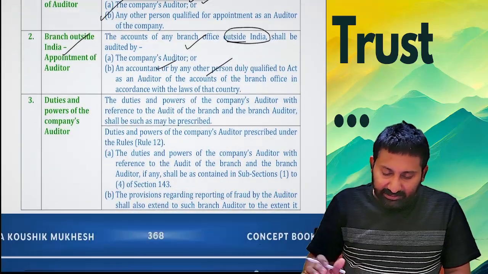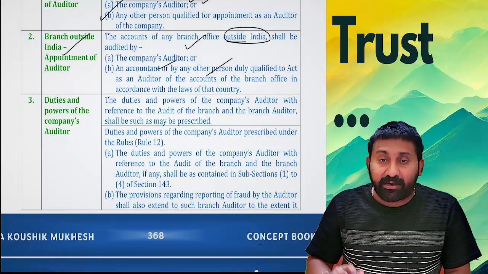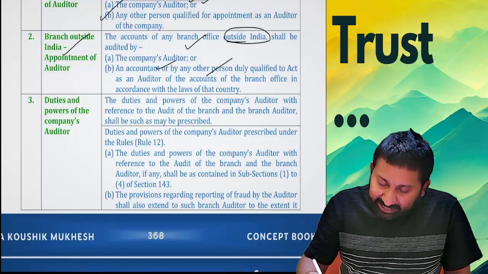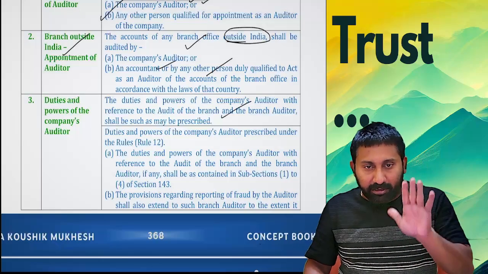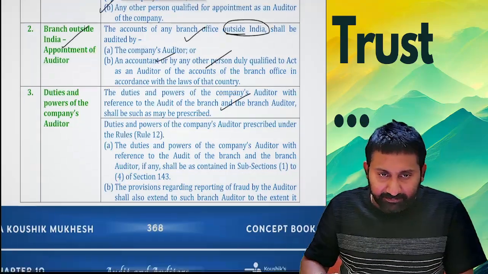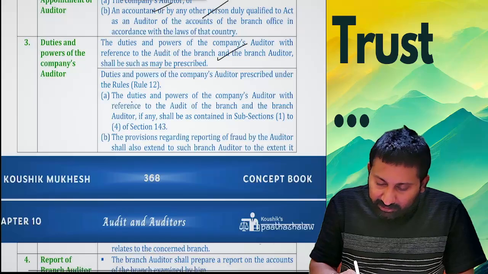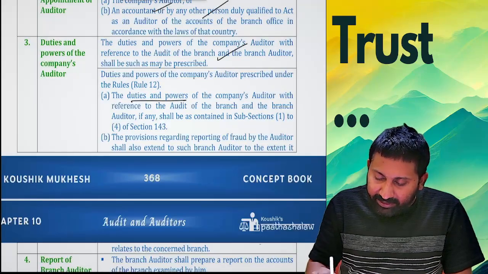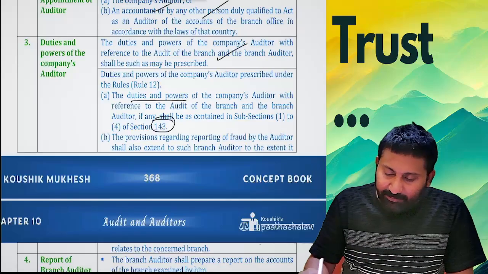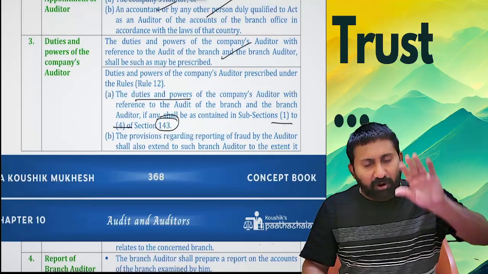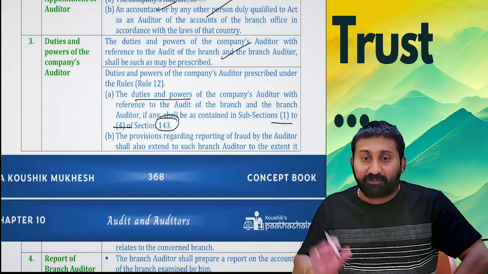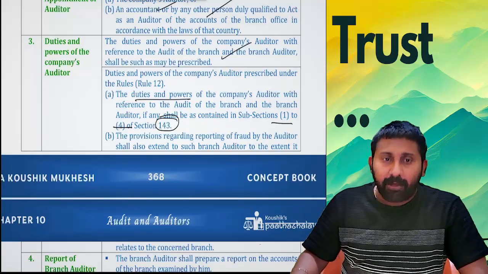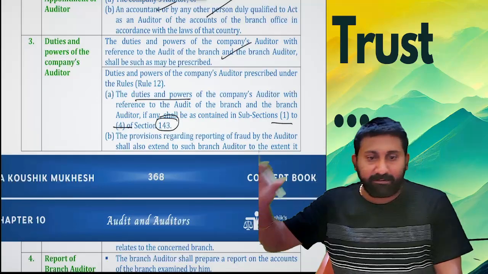Okay, next. What are the duties of the auditor? In case of branch audit, his powers and duties will be the same as those of the normal company auditor. See here. The duties and powers of the company's auditor with reference to the audit of the branch shall be contained in 143, subsection 1, 2, 4. Simply, whatever normal rights and powers are given to the auditor in case of normal company books of accounts, for branches also you will have the same powers.